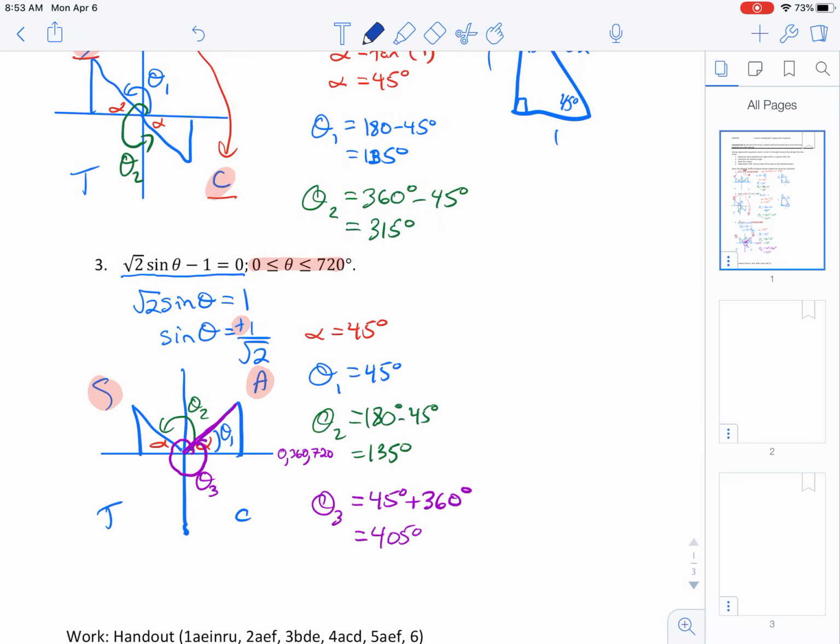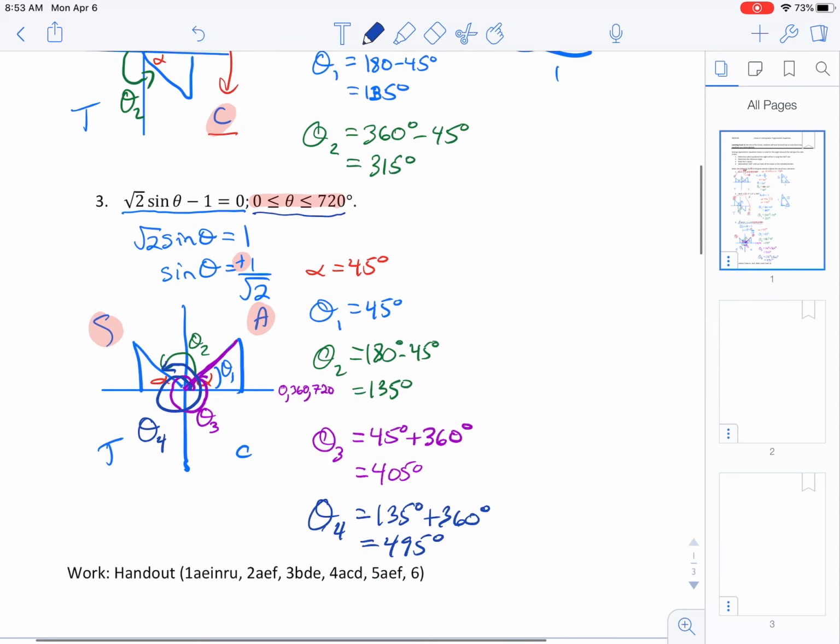So that's that one. We still have to do the same for theta 2 where we go, and this is where the drawing gets a bit confusing, but I'm going to wrap all the way around to that arm, and I'll call that theta 4. So I just take 135 and I add 360 to it. So if I do that, I end up with 495. So I end up with 4 possible answers for theta because my domain was expanded to 720 degrees.